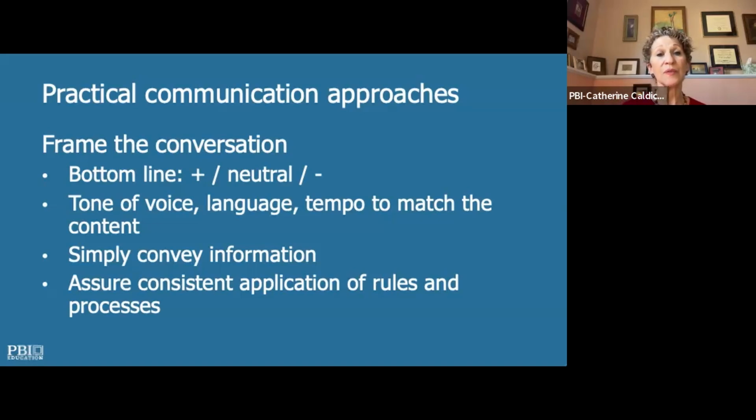Be aware of your tone of voice, the language you use, and the tempo of your speech to make sure that it matches the content of what you're saying. So you don't want to rush through something that is really important. You really want to have the right tempo to match what you're talking about. And then simply convey information. Avoid trying to be their friend or coming across as judgmental. You simply have a job to do. Also assure them that you are going to consistently apply the rules and the processes to them just the way you would to anyone else in a similar situation.